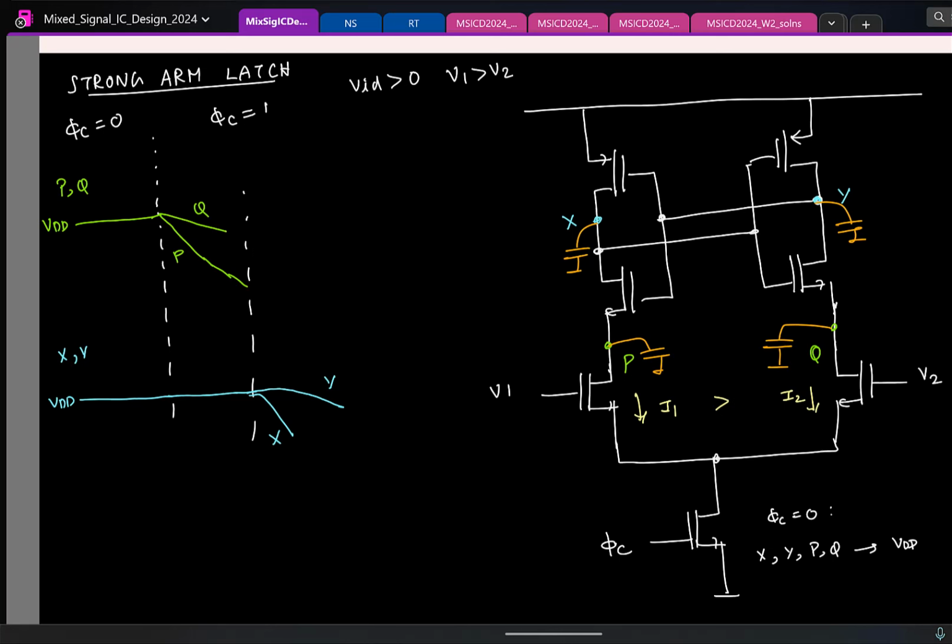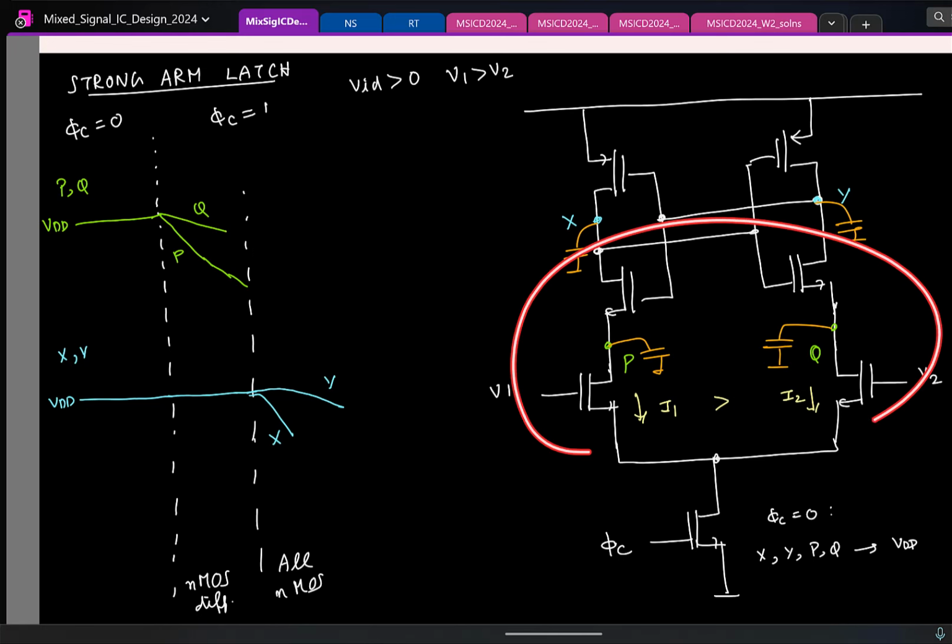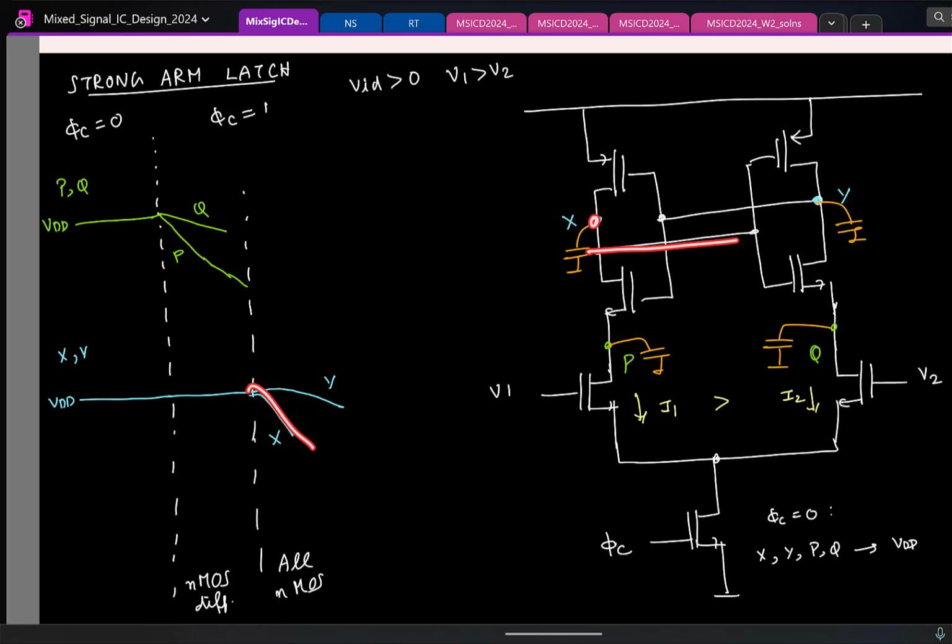Okay. So let me mark things here. So in the first phase, only the NMOS differential amplifier was active. Now in the second phase, all NMOS are active. All these 4 NMOS transistors are now active. So Vx and Vy are dropping. Now we saw X is dropping faster.